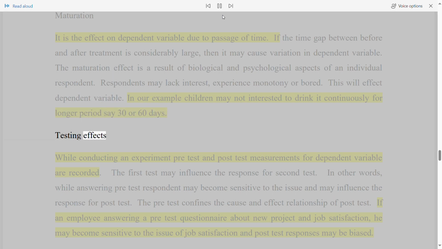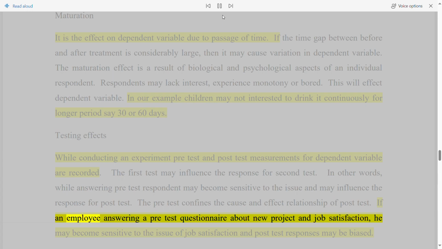Testing effects. While conducting an experiment, pre-test and post-test measurements for the dependent variable are recorded. The first test may influence the response for the second test. In other words, while answering the pre-test, the respondent may become sensitive to the issue and may influence the response for the post-test. The pre-test confounds the cause and effect relationship of the post-test.